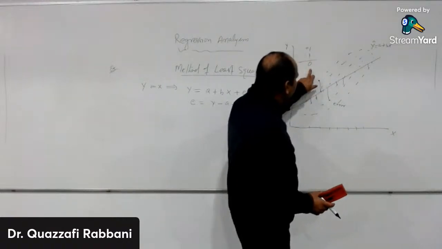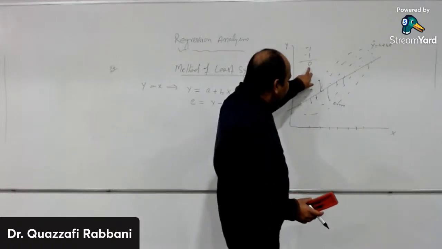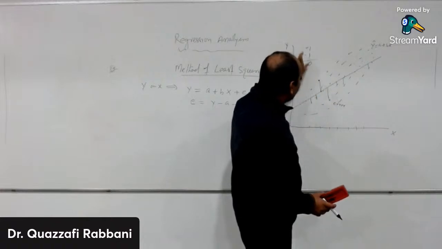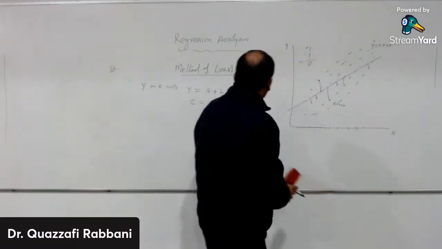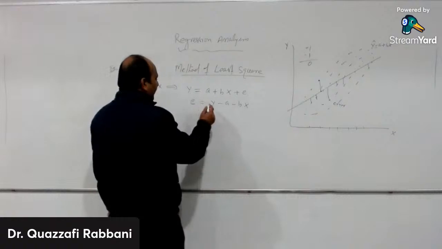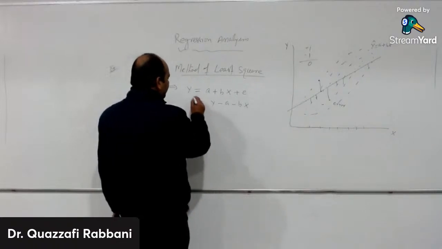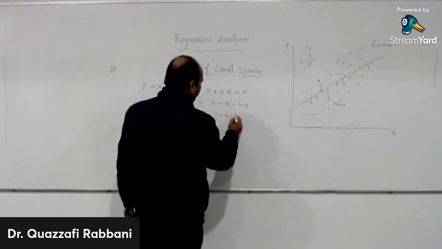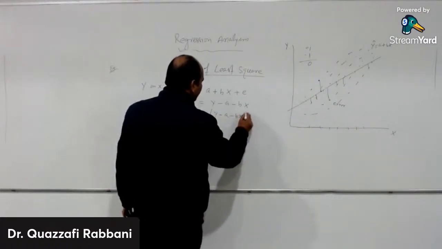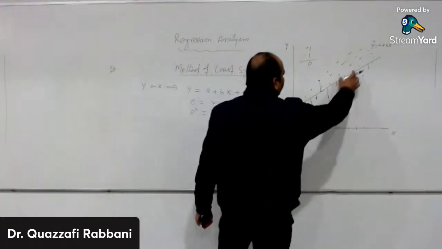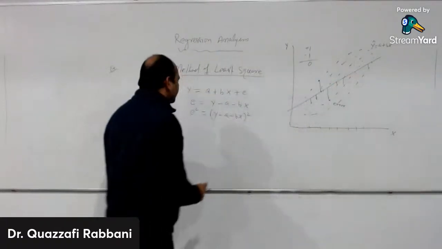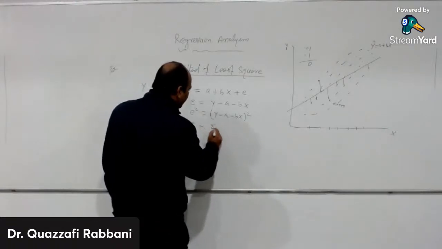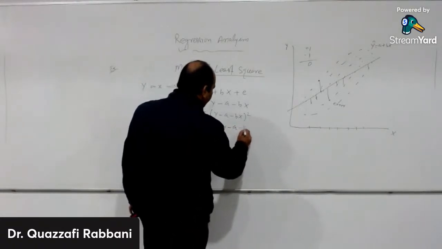To remove this disadvantage, we just square this difference. So first we take the square. After squaring, e square is equal to y minus a minus bx, all squared. Now taking all the errors, sum of e square is equal to sum of y minus a minus bx, squared.